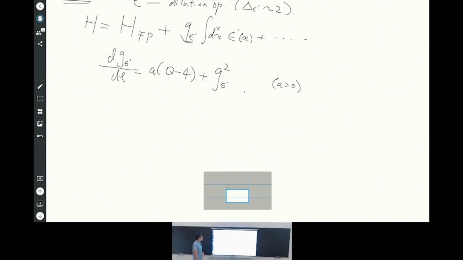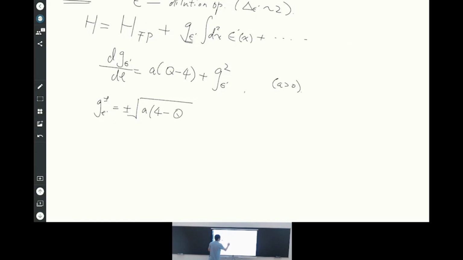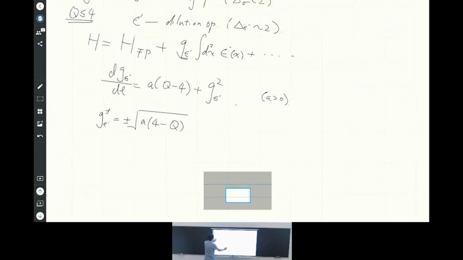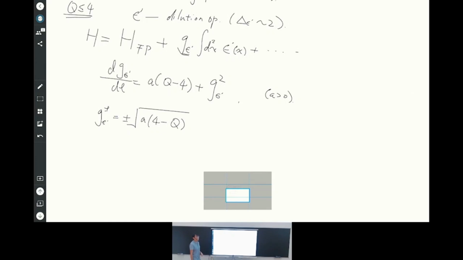Through this RG equation, immediately you can solve the fixed point. And here you see this equation gives two fixed points, plus minus, equal to A 4 minus Q, as a function of Q, two fixed points, okay? And this is a real fixed point, and this is defined in the case that Q is less than or equal to 4, okay? So here at this step, we can plot a figure here.